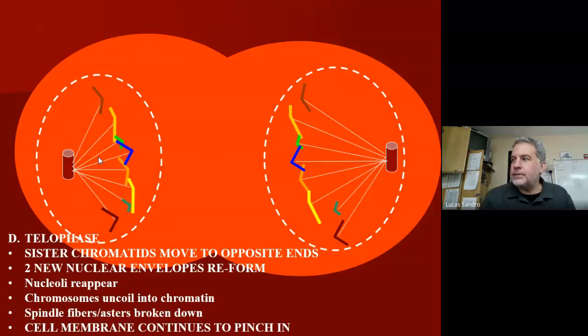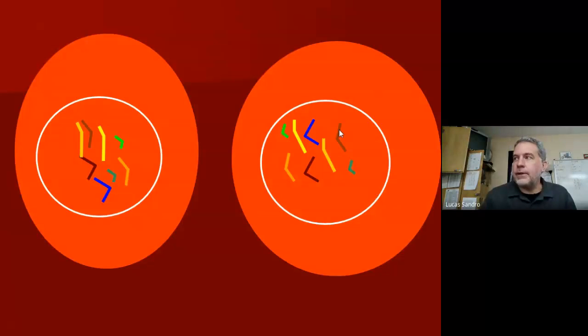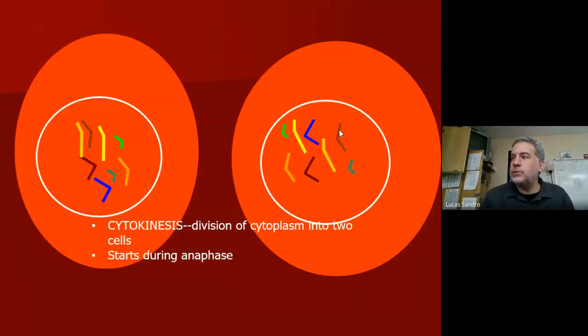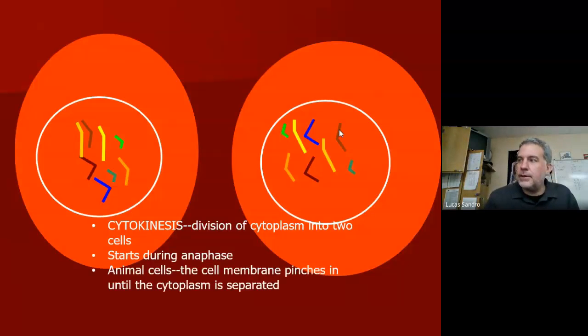So that's telophase. The cell membrane continues to pinch in, okay? It began in anaphase, and it keeps pinching in through telophase. At this point, when we have two separate full nuclei, mitosis is basically over. But there is one more event, and that event, when we have two new cells, is called cytokinesis. That is the division of the actual cytoplasm into full cells. Remember, it started during anaphase. It pinches in until the cytoplasm separates.